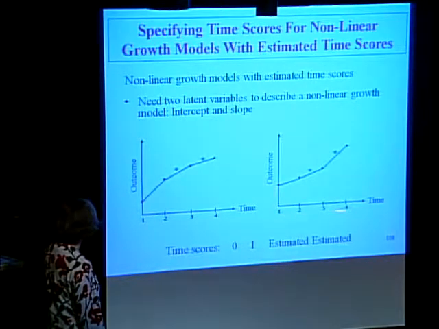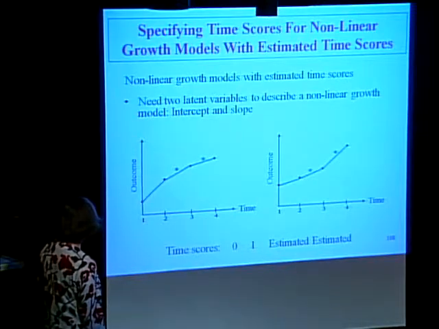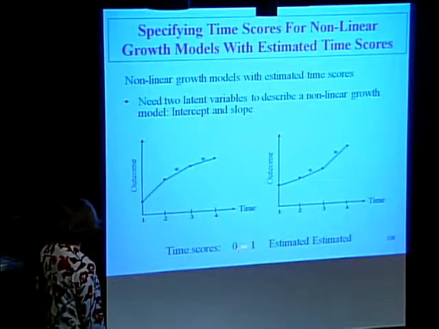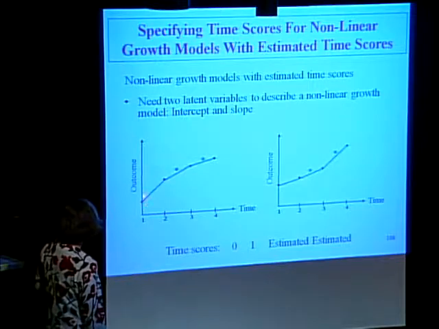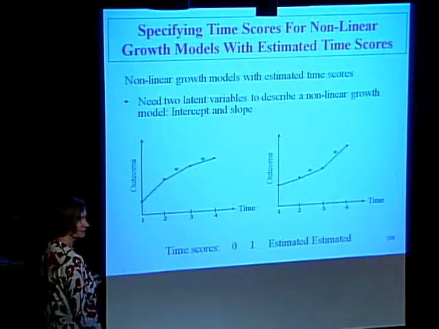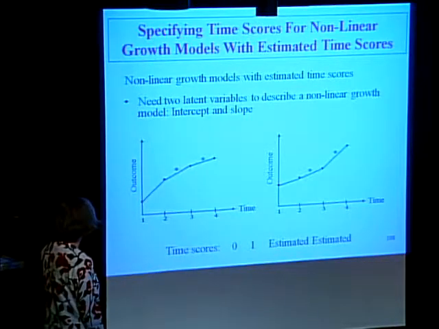Or to the right in this picture, perhaps it starts going up, and then all of a sudden accelerates the development. And in these 2 situations, we have a time score of 0 and 1, and then 2 estimated time scores. So a fixed time score at time 1, a fixed time score at time 2, but at times 3 and 4, we allow the time score to be estimated rather than to fix it to a value. And the same thing on the right-hand picture.